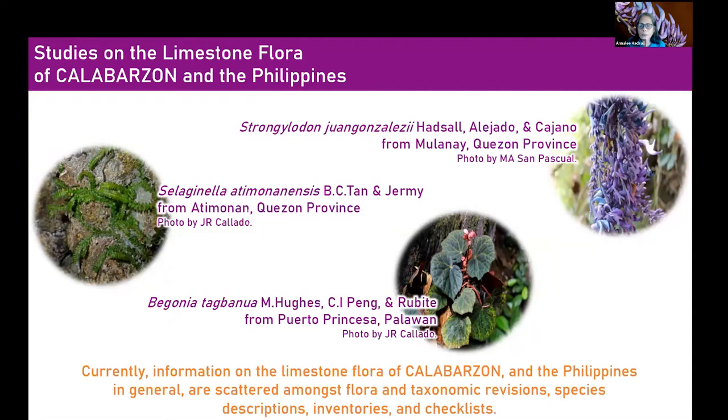And then we have also a collaboration with Masungi Georeserve where we try to look at the life history ng Juan Gonzalez. In Mulanay, Quezon, we found the flowers. That's a type locality. Then also the green pods. But in Masungi Georeserve, that's where we observed the green pods. I mean, the green fruits turned into purple also, and I think they were able to germinate some seeds. So almost complete na po yung life history ng Strongylodon juan-gonzalezii. They said it's a purple jade vine.